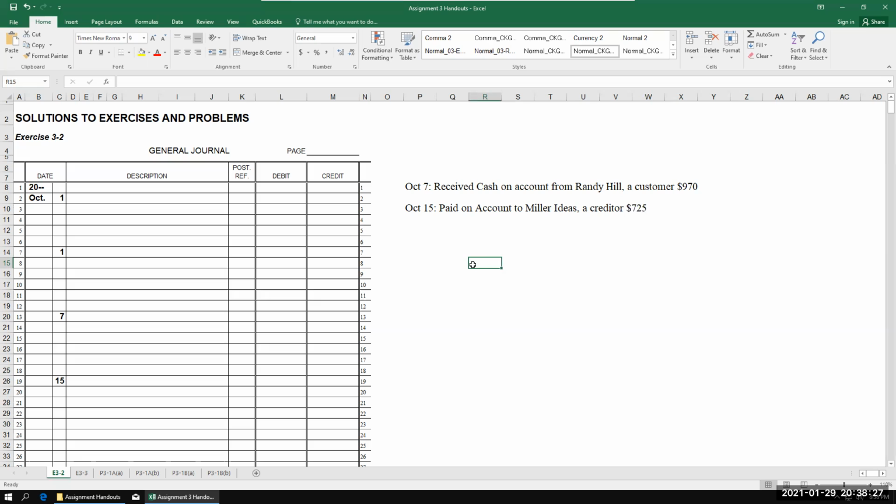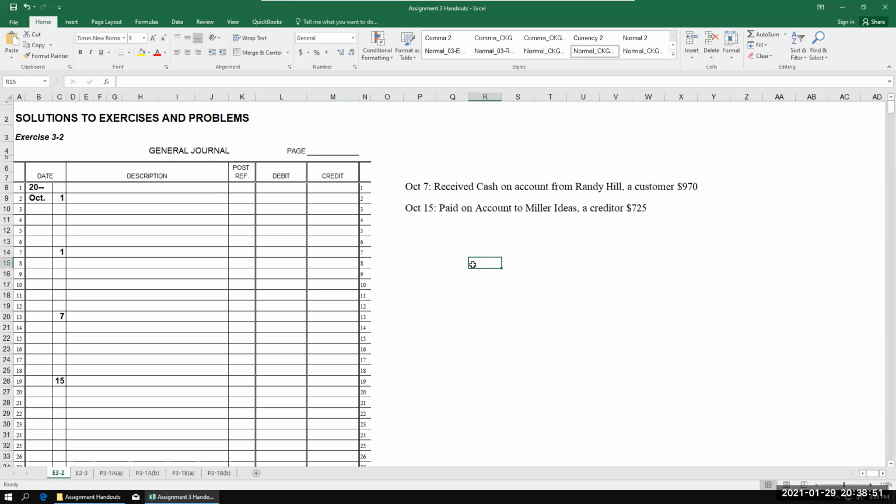And as a reminder, we're doing dual entry accounting. So there will always have to be at least one debit and at least one credit, and debits and credits will have to equal each other. So the first one here is we received cash on account from Randy Hill, a customer, for $970. Now, like I said, this is going to refer to a transaction that we don't know what it is because the book doesn't tell us.